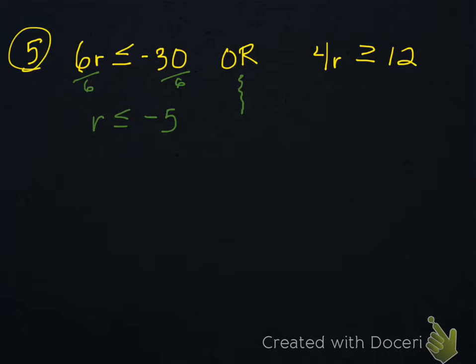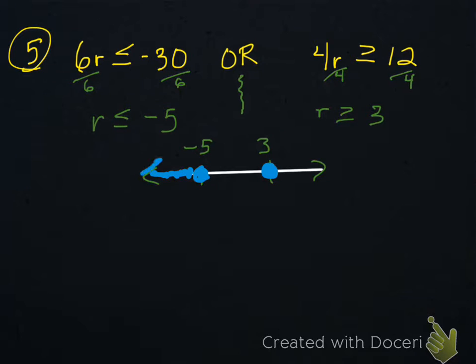The right one, I have 4r greater than or equal to 12. We're going to divide by the 4. And I get r is greater than or equal to 3. That one is now finished. Okay, so we put on our number line. Negative 5 goes on the left. 3 goes on the right. The negative 5 has a solid dot. 3 has a solid dot. That's awesome. Now where are we going to shade? Negative 5 shades to the left, and the positive 3 shades to the right.